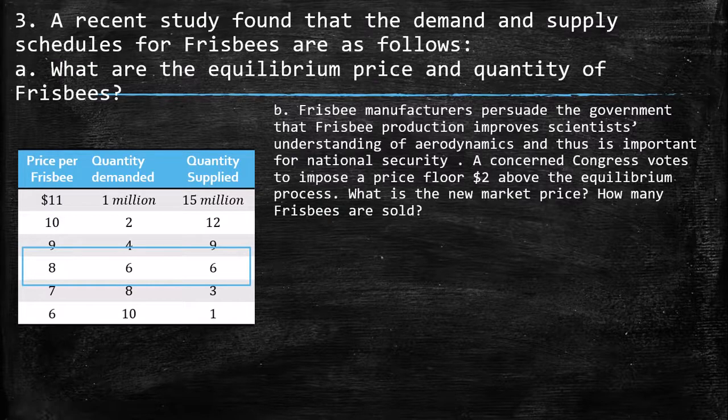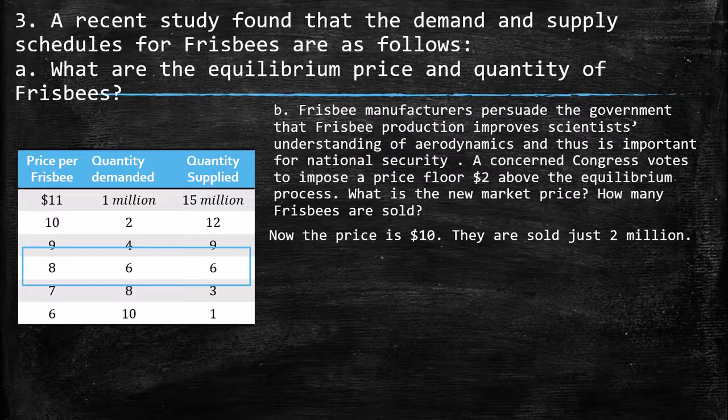B: frisbee manufacturers persuade the government that frisbee production improves scientists' understanding of aerodynamics and thus is important for national security. A concerned Congress votes to impose a price floor $2 above the equilibrium price. What is the new market price? How many frisbees are sold? Remember, the equilibrium price was 8, plus 2 is going to be 10. So just 2 million are sold.